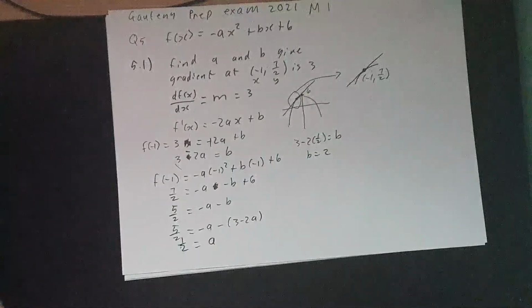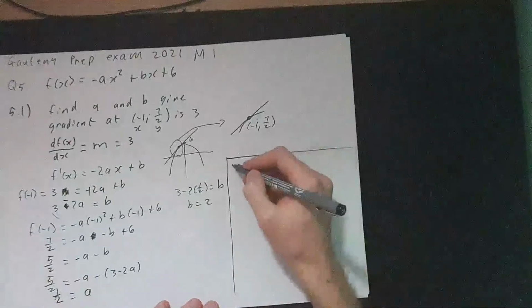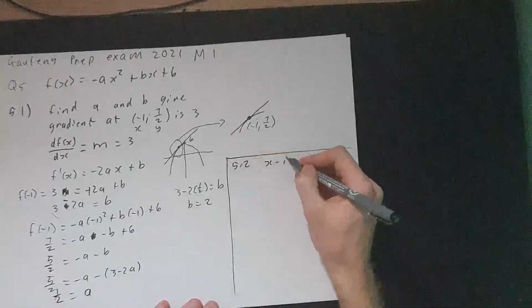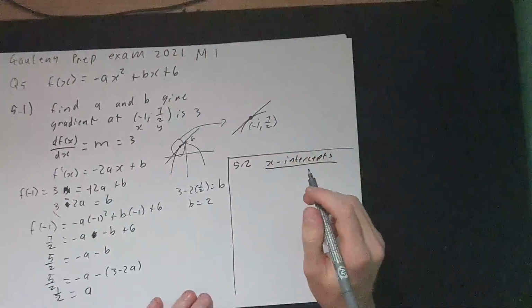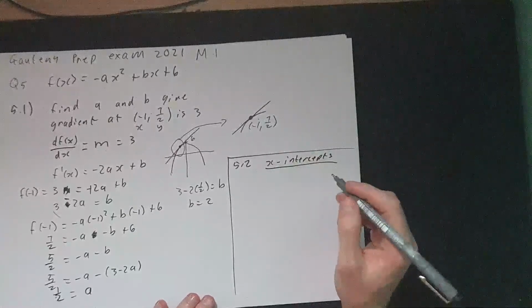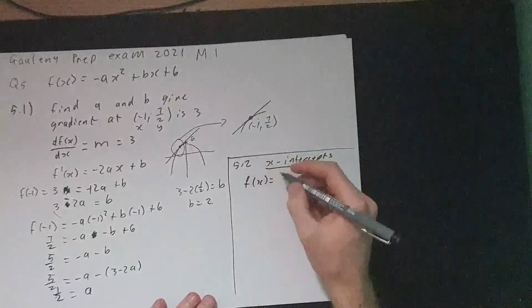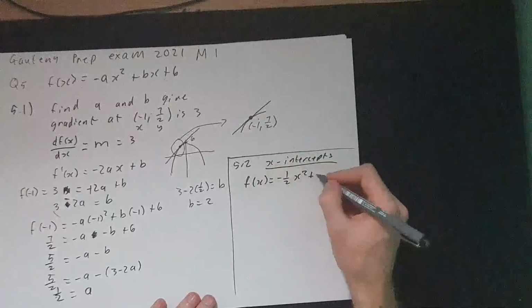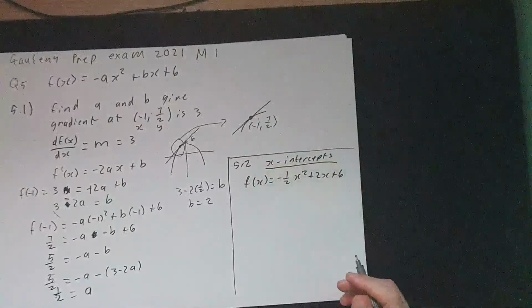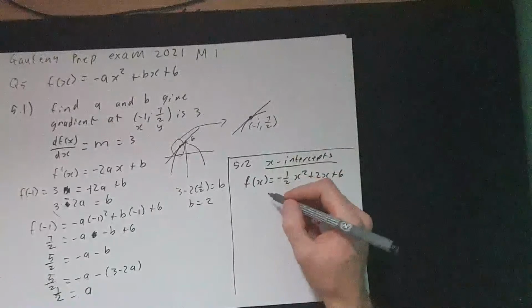So the next question says calculate the x-intercepts of f. That's pretty straightforward. We've now got the function. So, 5.2, we want x-intercepts. Now that we have the following function, f of x equals, a was a half, so minus a half x squared plus 2x plus 6. To make life easy, we want the x-intercepts, so we're going to set this equal to 0.